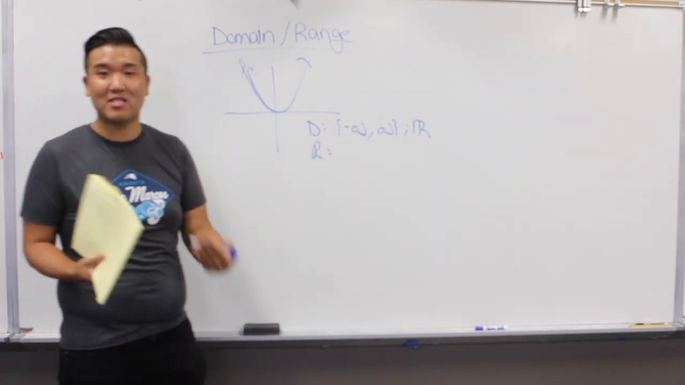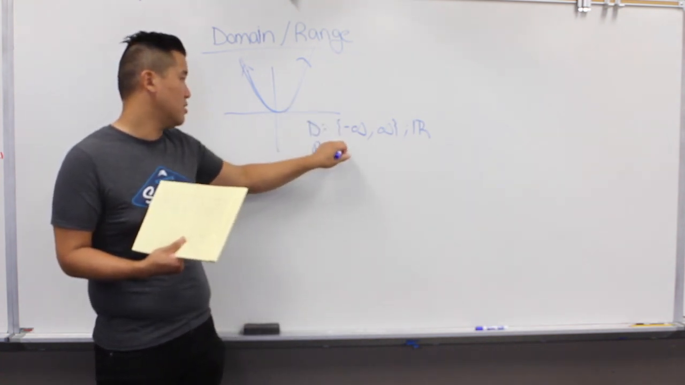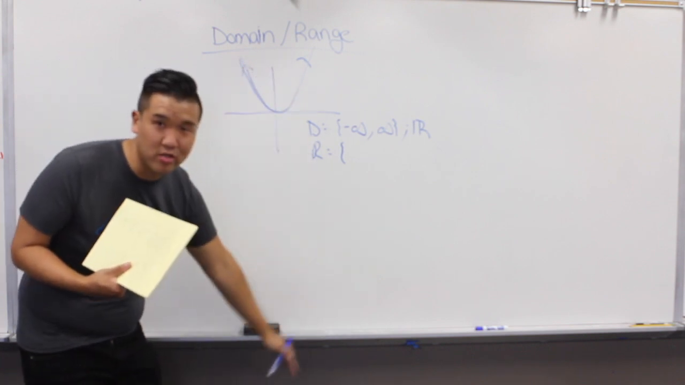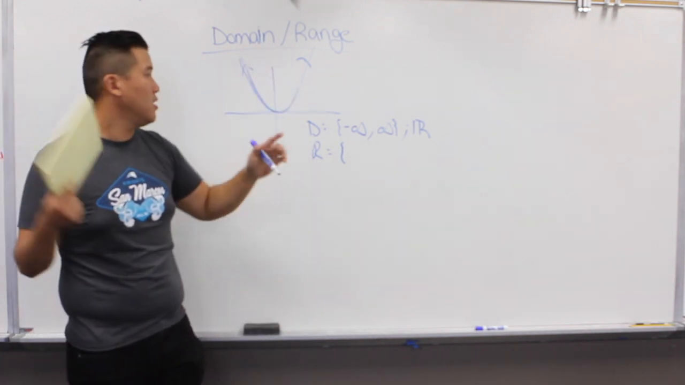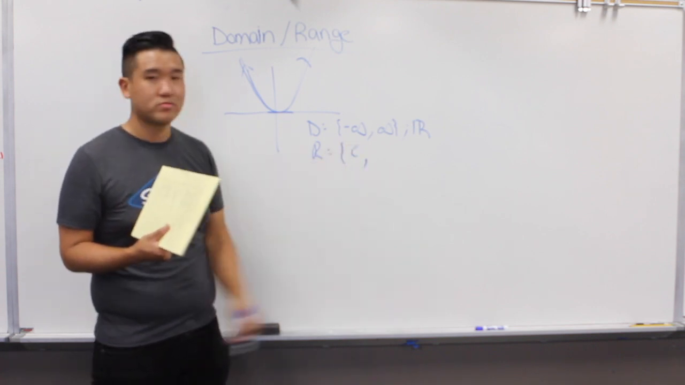But is my range the same? Does it go all the way down and all the way up? Well, let's take a look. How far down does this graph go? Does it go all the way down to infinity? No, the arrows are going up, right? It actually stops there. Where is that? Well, that's 0.